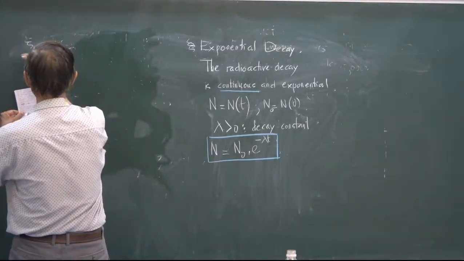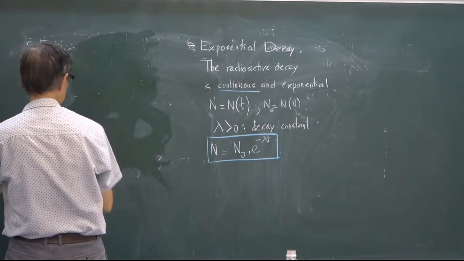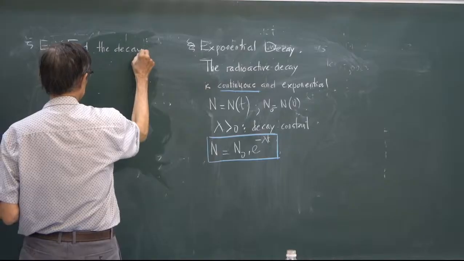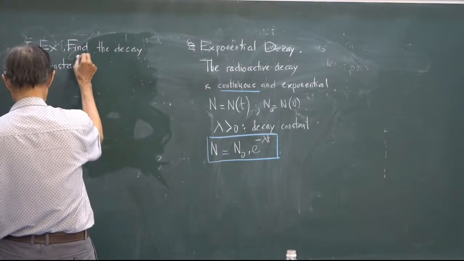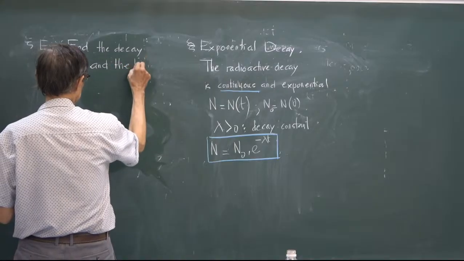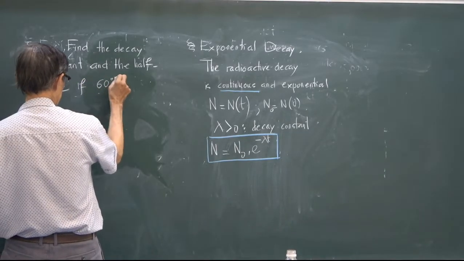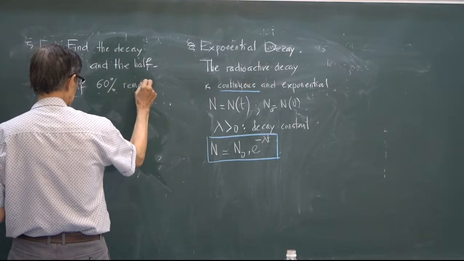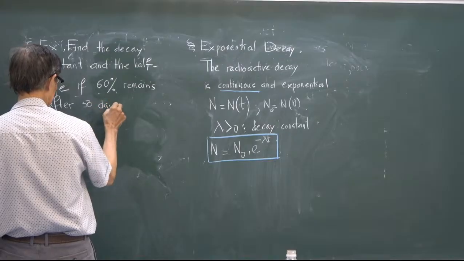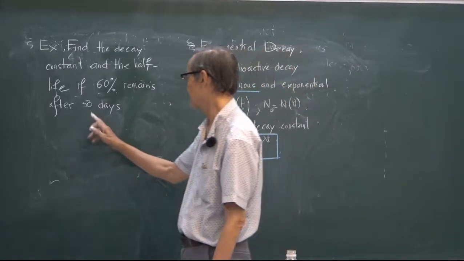Now, consider some examples. Find the decay constant and the half-life, if 60% remains after 50 days. 60% remains after 50 days.